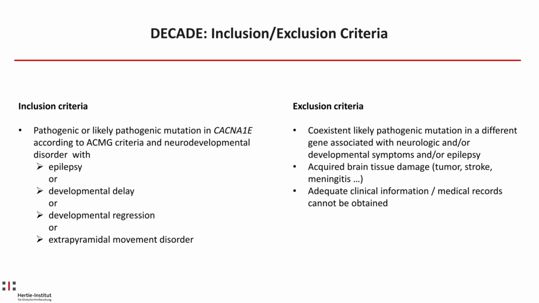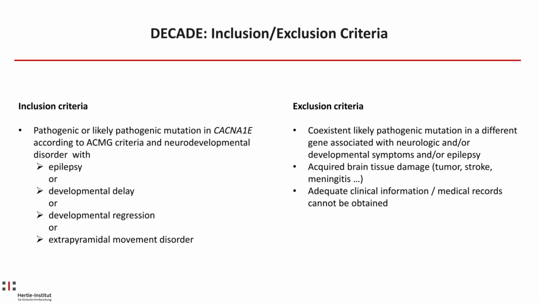So how can you participate? There are some inclusion and exclusion criteria. The patients need to have a CACNA1E mutation that is deemed pathogenic or likely pathogenic, and they need to have epilepsy, developmental delay, developmental regression, or movement disorder. We probably need to exclude patients that have other causes that might cause this, and you can also contact us first to see if this is really an exclusion criterion.